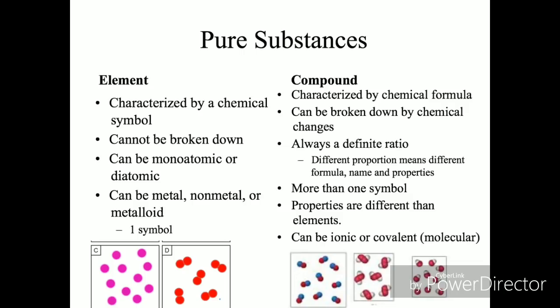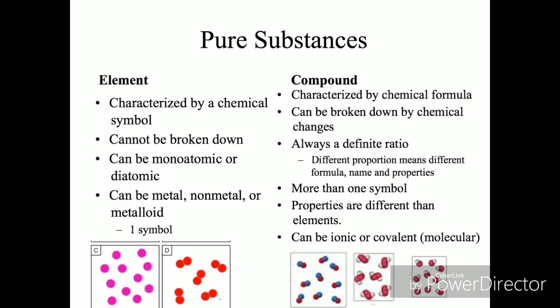Elements are the simplest form of matter. They are made up of one type of atom. They are characterized by a chemical symbol, and we'll see that chemical symbols always have one capital letter, and they may have no, one, or two lowercase letters. Since elements are the simplest form of matter, they cannot be broken down physically or chemically.